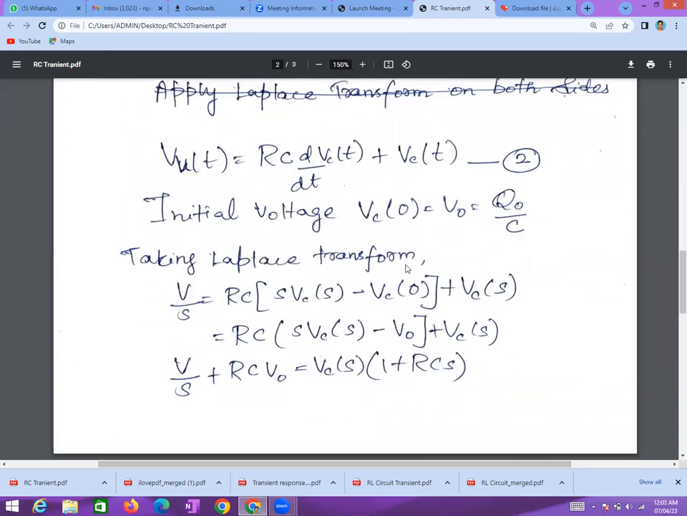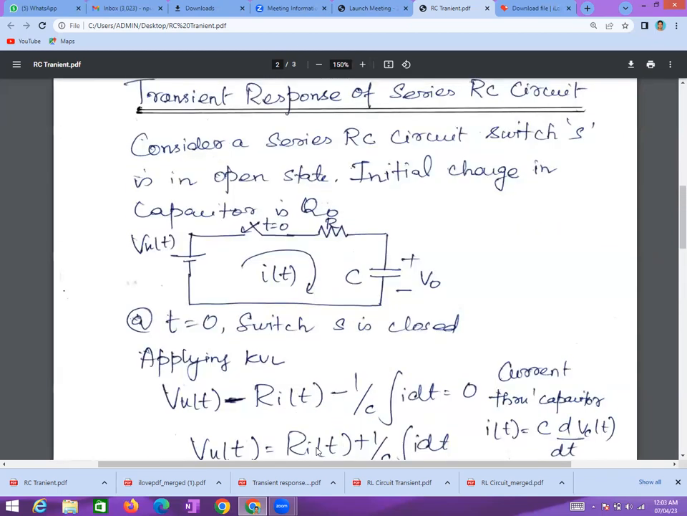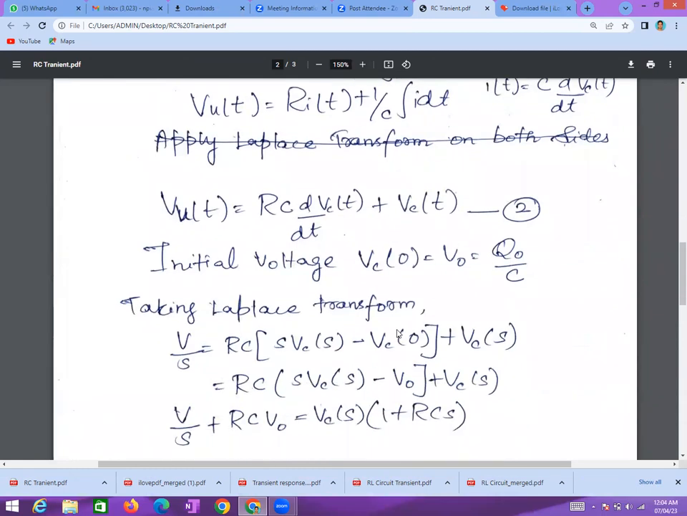Here we have R into I of t. Instead of I of t, we substitute C into d by dt of Vc of t, and again in 1 by C into integration of I dt, instead of this I value, we substitute C d by dt of Vc. Now the C in the numerator and denominator gets cancelled, and the differentiation and integration also get cancelled. Then we are left with only Vc of t. So your equation will become like this.